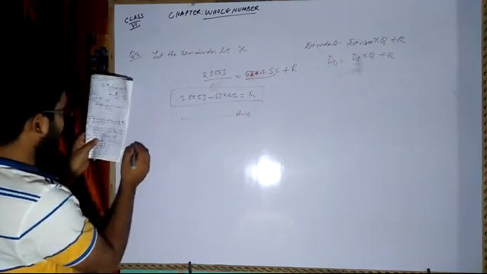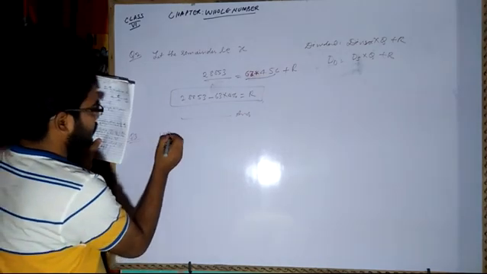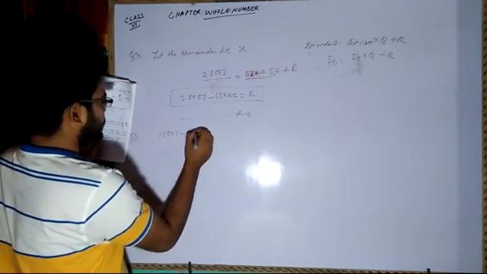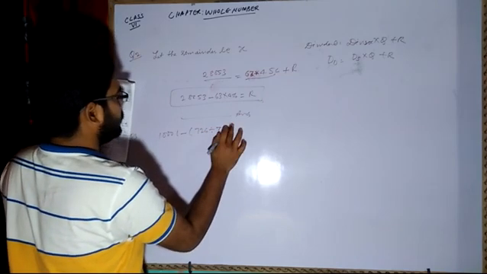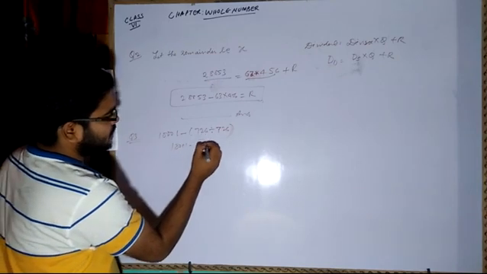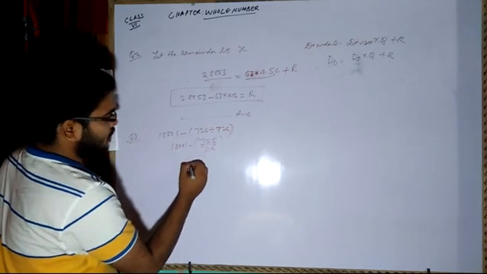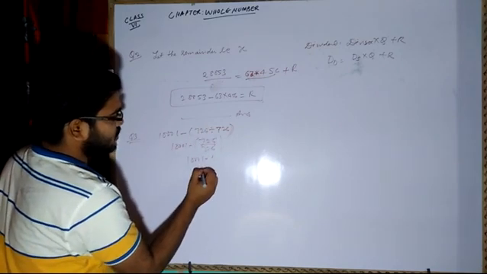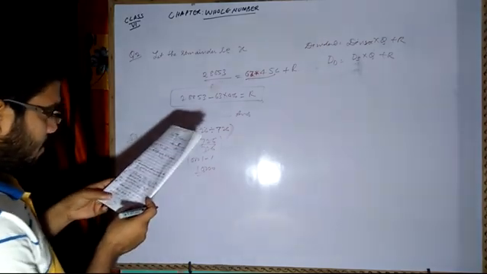Now question number 3 says 10001 minus 726 divided by 726. What will be the answer? If you can see, the same number is there, 726 upon 726, that means it is equal to 1. So 10001 minus 1 is equal to 10000. So this will be your answer.